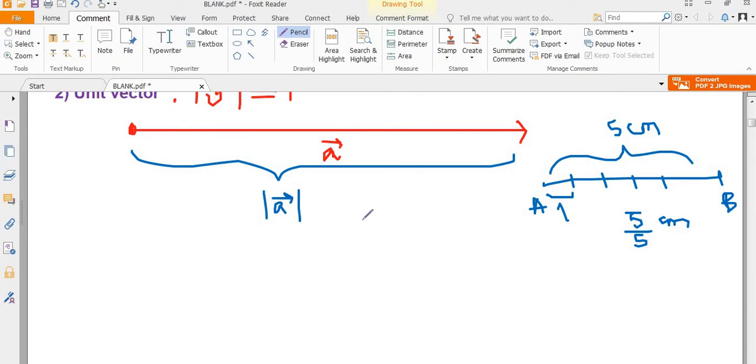We can use a similar, not exactly the same, approach to find the unit vector. Here the unit quantity is 1, and here we want to find the unit vector. So here we divided the length of the line by the number of parts in which we want to break it. It's a rough comparison, but 5 centimeter is the length of the line, and 5 is the magnitude, how long it is.